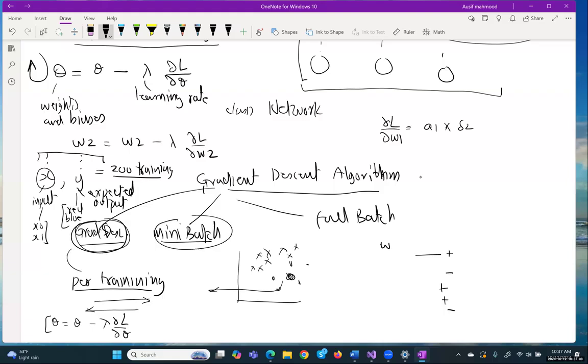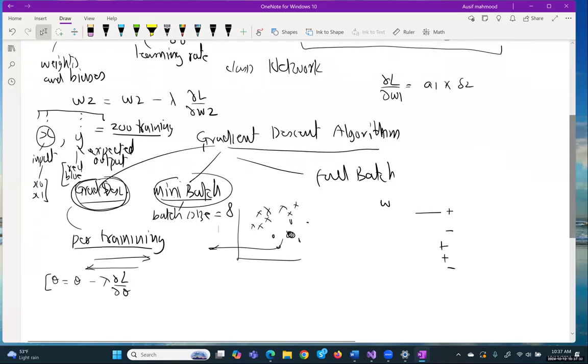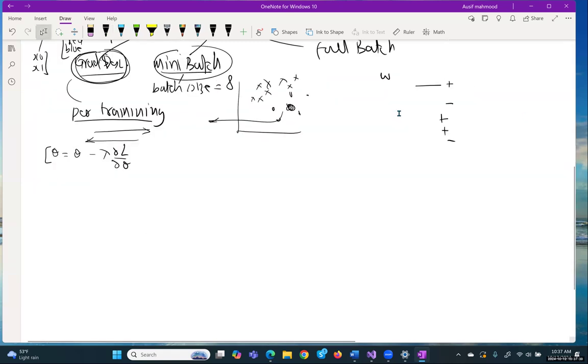So in the mini batch, what we do is we say, okay, let's compute the gradients for a mini batch. Let's pick the batch size, for example, to be 8. That means we'll feed that many inputs through our network. Let me draw a picture to clarify the mini batch.